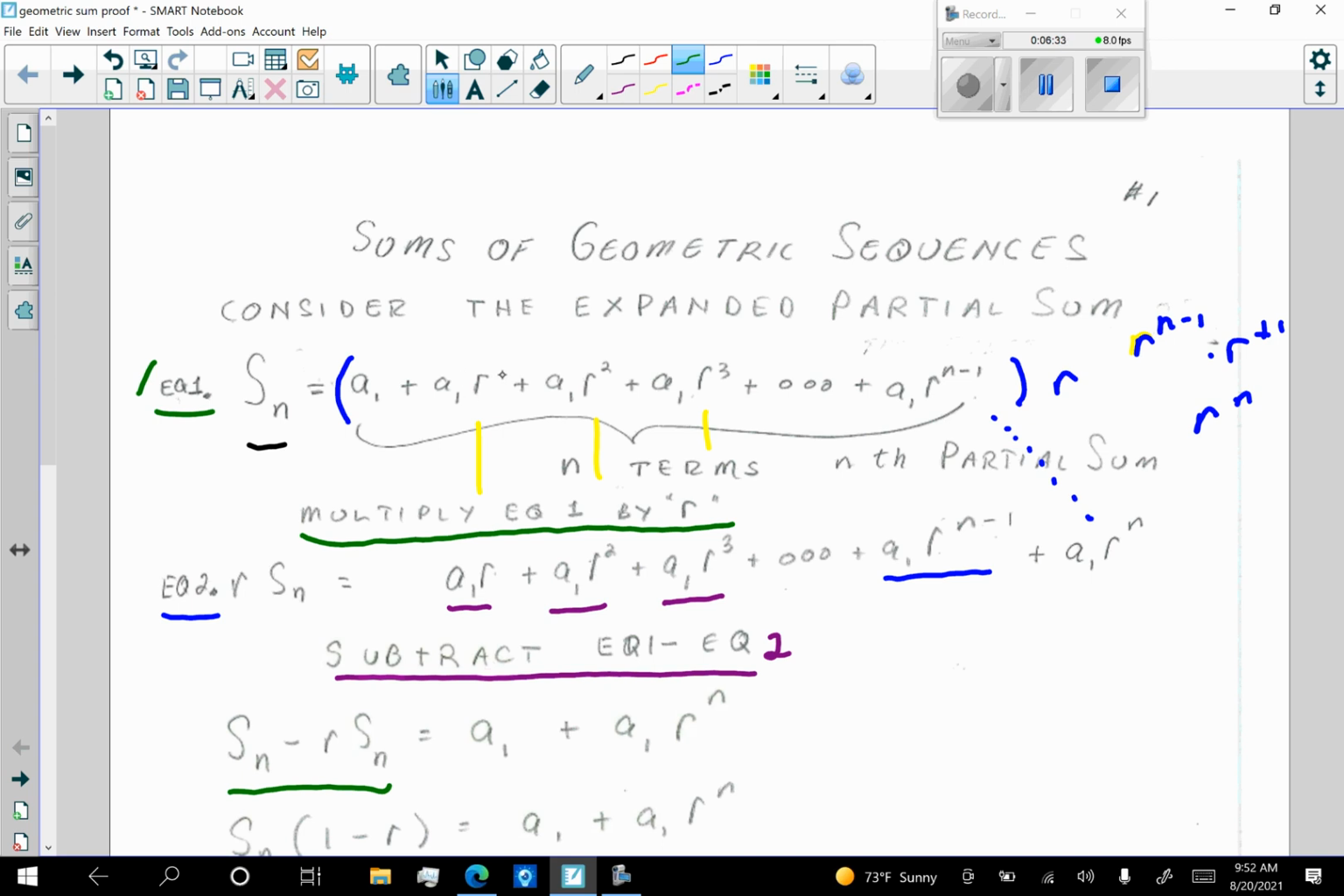What's A sub 1R minus A sub 1R? Gone. What's A sub 1R squared minus A sub 1R squared? Gone. What's A sub 1R cubed minus A sub 1R cubed? Gone. Dot, dot, dot. What's A sub 1R to the n minus 1 minus A sub 1R to the n minus 1? Gone. And so what do I have left?